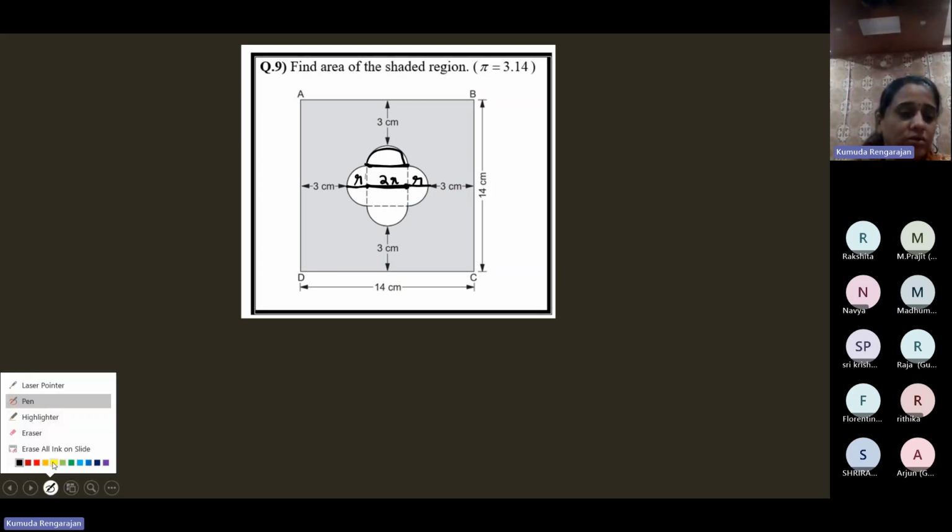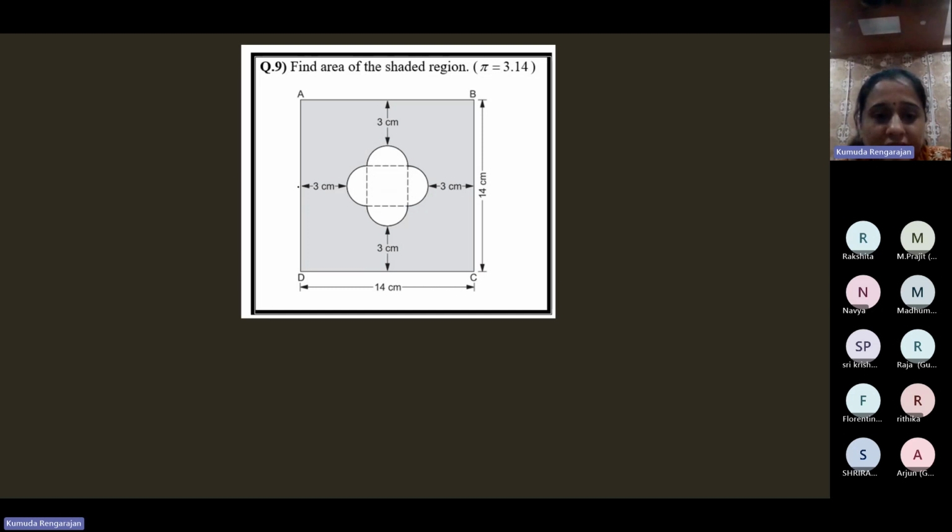Radius. So let me come again. Now this length completely is 14 centimeters, because you can see it below, it's 14. So 3 plus r plus 2r plus r plus 3 is equal to 14.